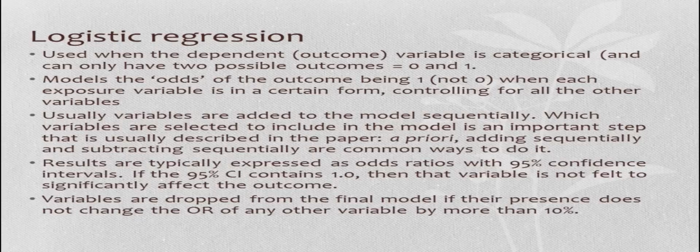And so logistic regression models the odds of the outcome being 1, not 0, when each exposure variable is in a certain form, and it controls for all the other variables. So again, it's a multivariate analysis. And so say, in our case with the EPH exam, that we wanted to model the odds of passing the exam. You could also model the odds of failing the exam. It depends on what you're more interested in showing. And then you'd be able to show, does coming to class make it more likely that you'll pass? Does being female make it more likely that you'll pass? Does being older make it more likely that you'll pass, etc.